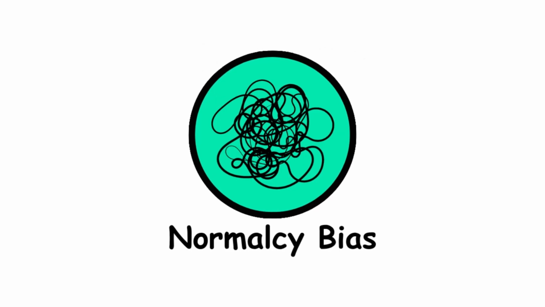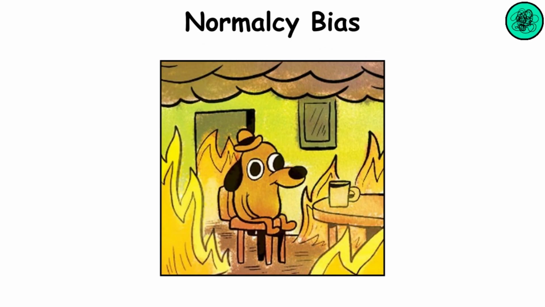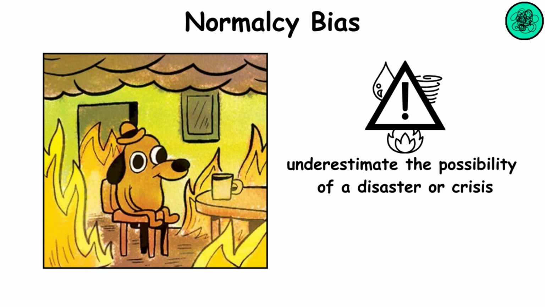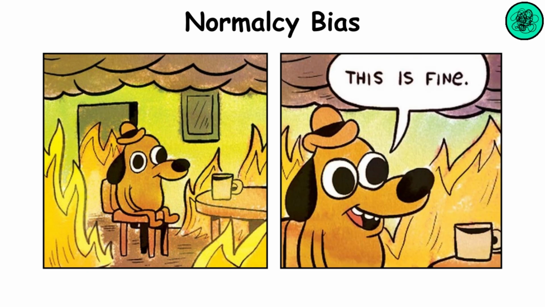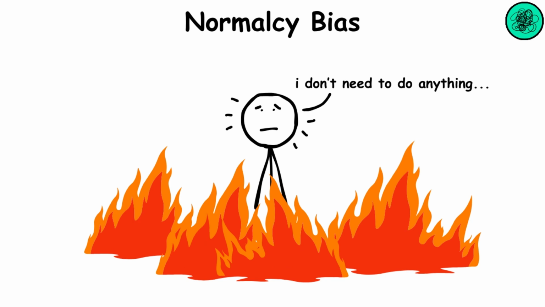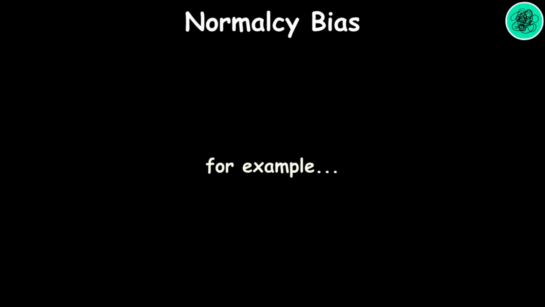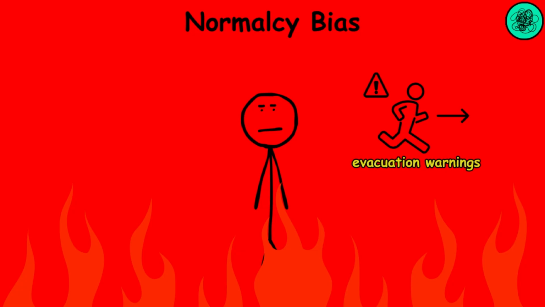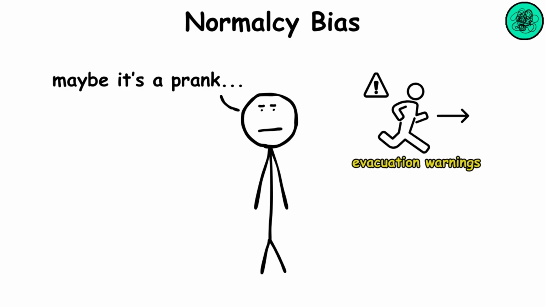A person might dwell on a single criticism in an otherwise positive performance review, overlooking praise and constructive feedback. Normalcy bias. Normalcy bias is when individuals underestimate the possibility of a disaster or crisis occurring because they assume that things will continue to function as they normally have in the past. This can lead people to underestimate the potential risks of an impending threat and fail to take appropriate action to prepare for or respond to it. For example, someone might ignore evacuation warnings during a natural disaster because they believe it's unlikely to happen to them or that the situation will quickly return to normal.